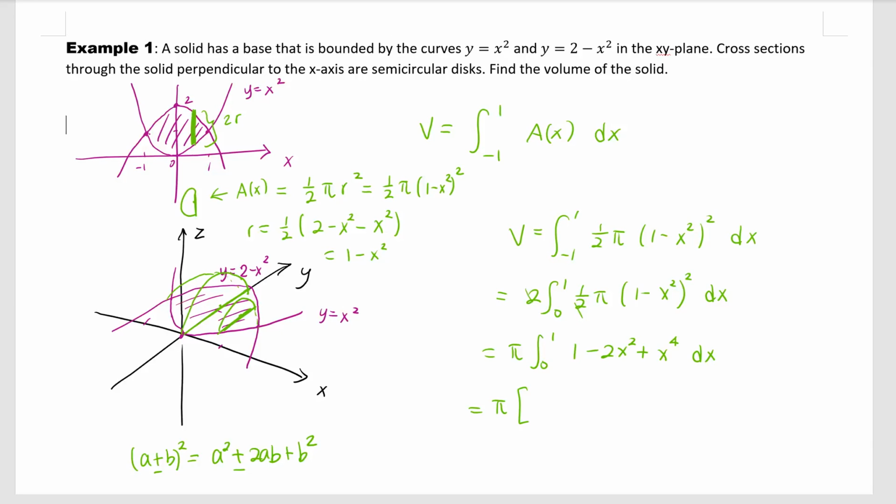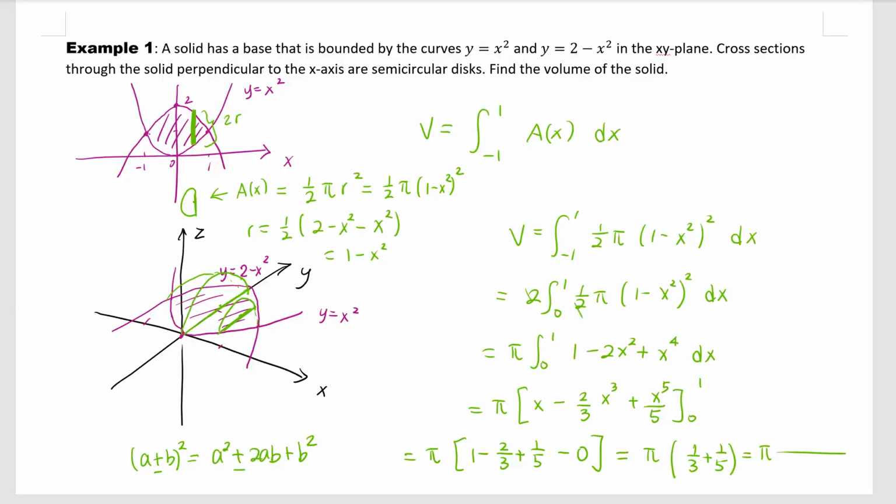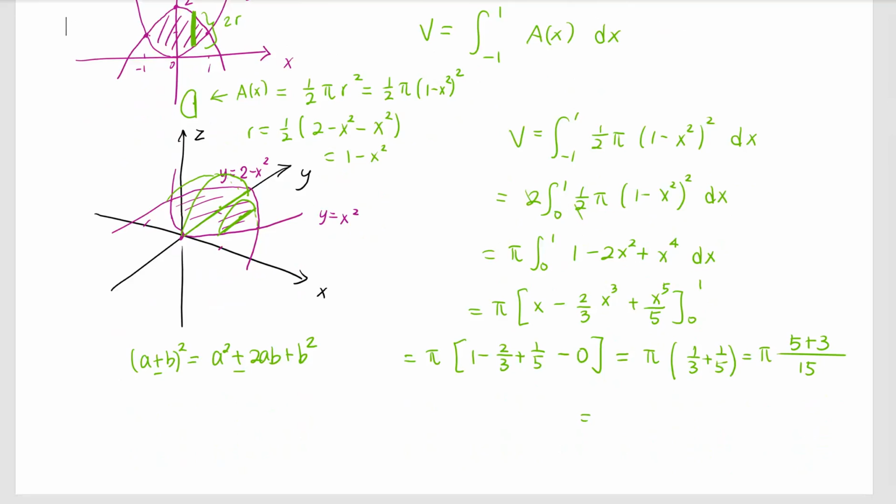Okay, let's integrate. So the integral of 1 is x. And then we have minus 2x cubed over 3, plus x to the fifth over 5, evaluated from 0 to 1. Okay, that means we plug in 1, subtract, we plug in 0. Ooh, it's all 0. Isn't it nice? And then 1 minus 2/3 is 1/3. So 1/3 plus 1/5. The common denominator is 15. That's 5 plus 3, which is 8. So our answer is 8 pi over 15.